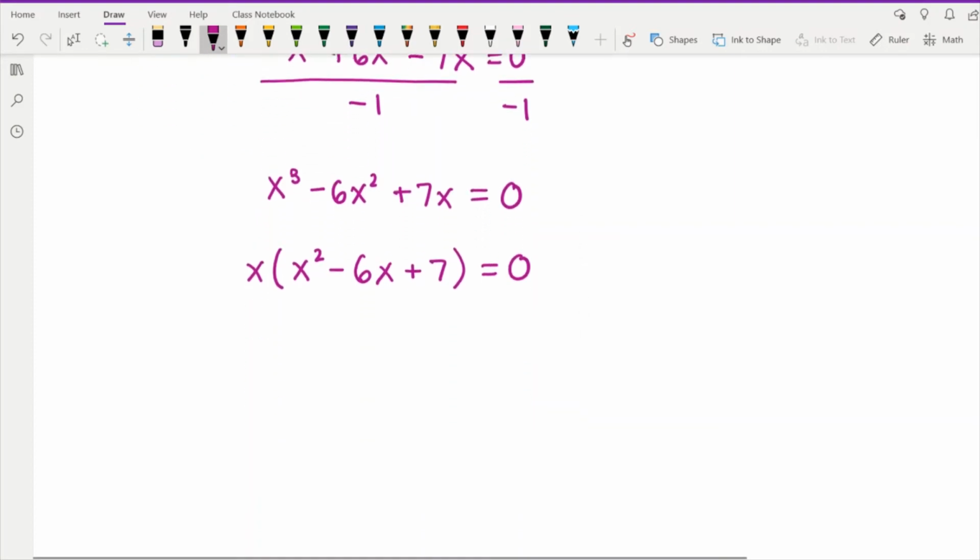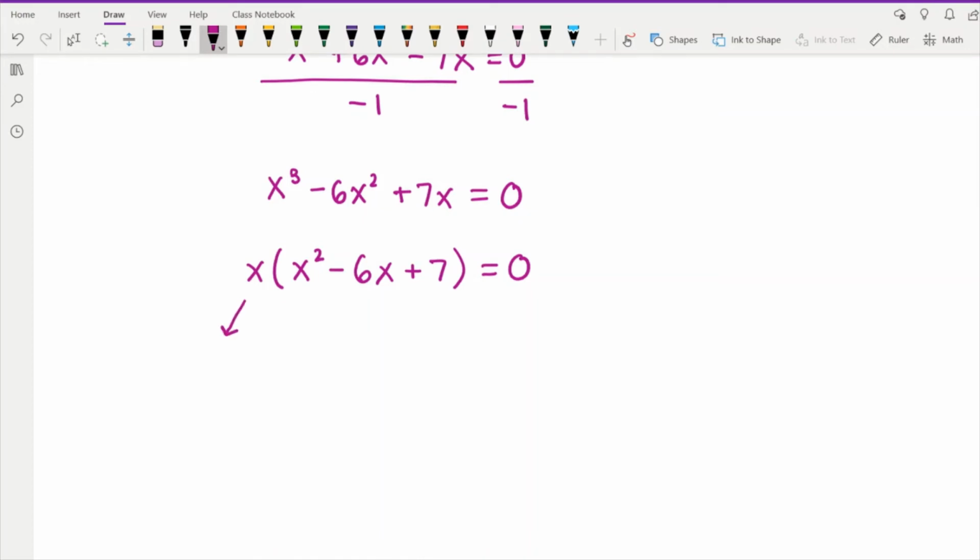Okay, so how do we go from here? Well, if we try to factor x squared minus 6x plus 7, it kind of looks like it should be able to factor, but it actually doesn't factor. You can try, but you'll see that there's just no two numbers that you can come up with that will multiply to give you 7 and add up to -6. And so that tells us that we need to use the quadratic formula.